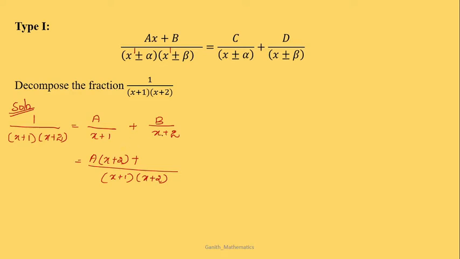So what is the missing term here? x plus 1. If I multiply the numerator with x plus 1, this will be b into x plus 1. If I multiply the denominator with x plus 1, then it will give the same denominator. So 1 divided by x plus 1 into x plus 2. Yes. So now the denominators are the same, so they will get cancelled. We are going to consider only the numerator.